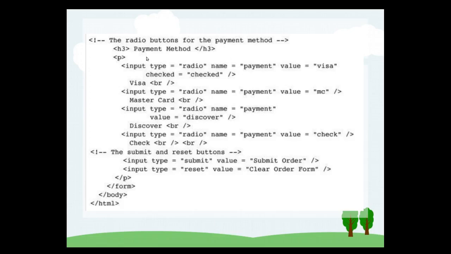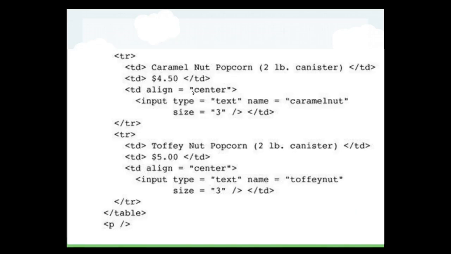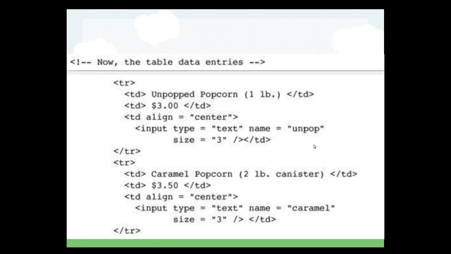Then this form contains some radio buttons to accept the payment method. I think four radio buttons are used here, with values Visa, MasterCard, Discover and Check. You have to remember these name fields. Why? Because these name fields are actually used as string subscripts to access the corresponding values. So in the previous case, the name attributes are caramel nut, toffee nut, unpop, caramel, etc.